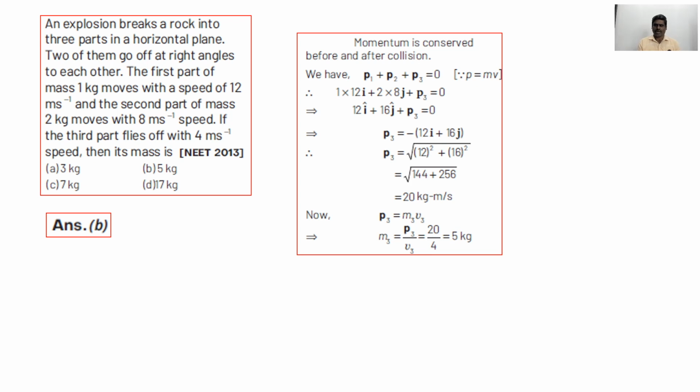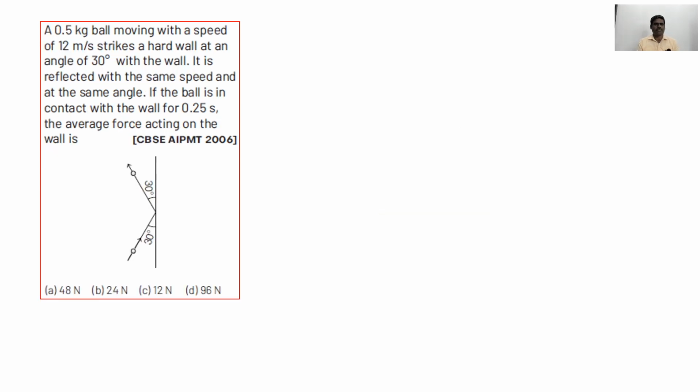Therefore 5 kilogram. A 0.5 kilogram ball moving with a speed of 12 meter per second strikes a hard wall at an angle of 30 degree with the wall. It is reflected with the same speed and at the same angle. The ball is in contact with the wall for 0.25 seconds. The average force acting on the wall is dash. Option A 48 Newton, option B 24 Newton, option C 12 Newton, option D 96 Newton. Option B 24 Newton.